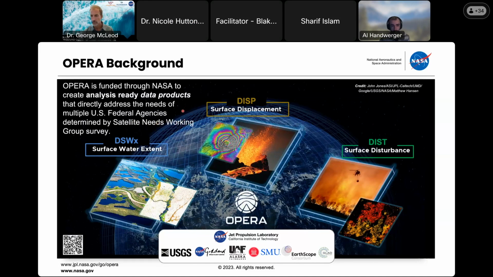As a result of one of these surveys, there were 3 different products that were selected that ultimately led to what became Opera. This is a surface water extent, surface displacement, and surface disturbance. I'm going to go through the details of these different products. I'm going to try to focus on the ones that I think are more relevant to coastal issues, but I will just briefly introduce all of them.